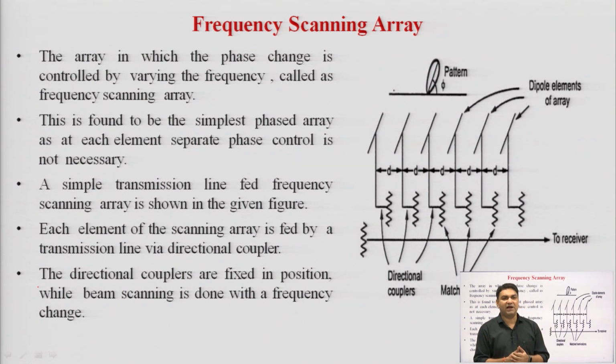A simple transmission line fed frequency scanning array is shown in the given figure, and you can say this is also a very simple kind of frequency scanning array, in which we have used some matched terminations for getting the resonance condition between the different antenna elements in this array system, and the directional couplers are also utilized to fix the positions while beam scanning is done with the frequency change. So, the frequency change is the factor which performs the operation of simply the phase change.